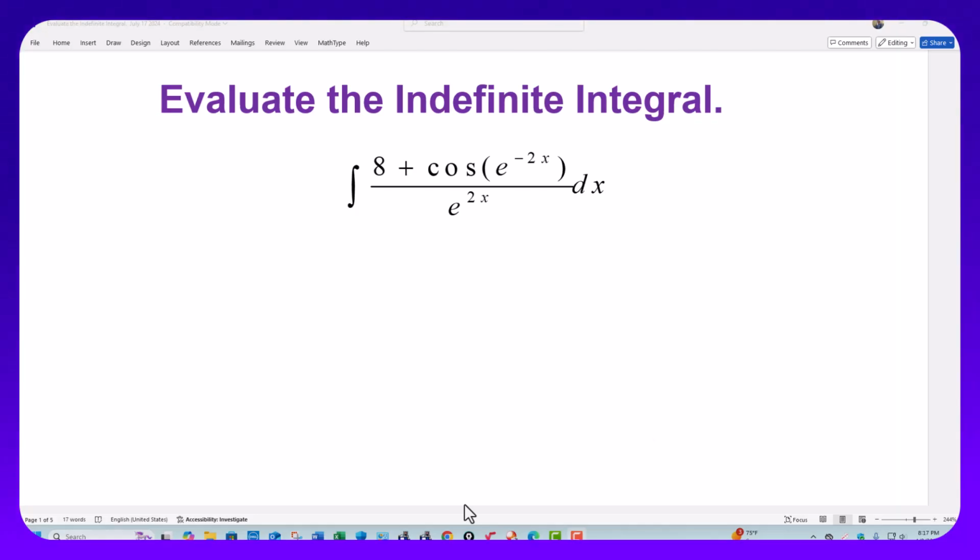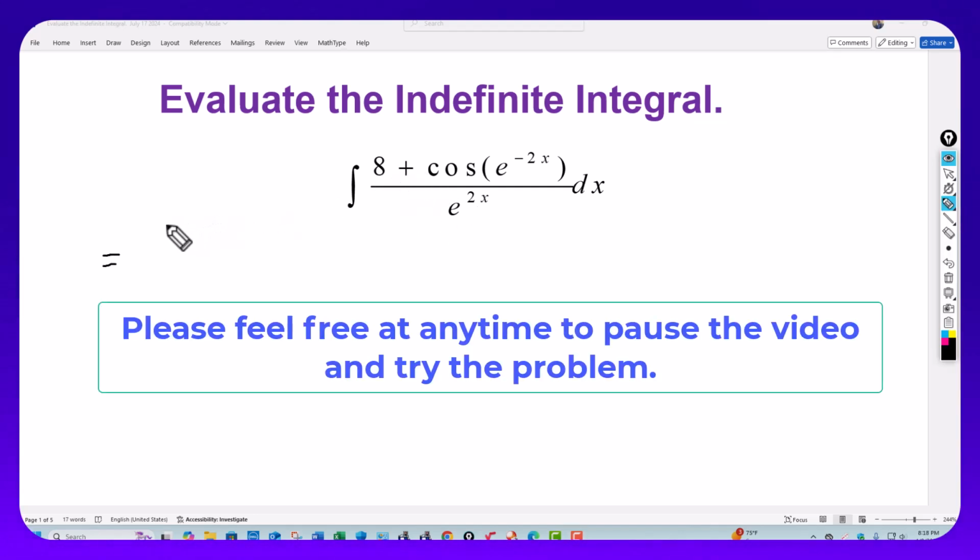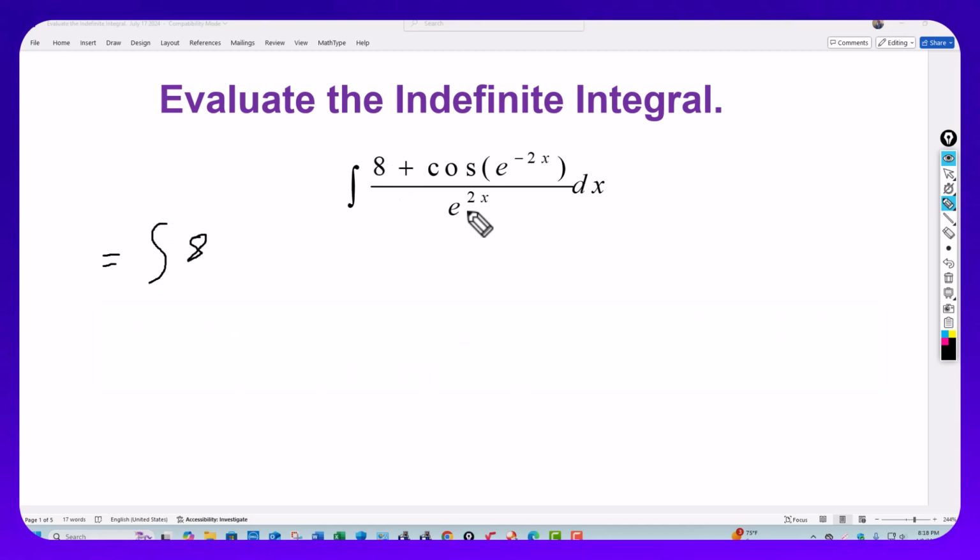For this video, we have the integral of (8 plus cosine of e to the negative 2x) over e to the 2x. Probably better for this integral to break it up into two. So let's go 8 over e to the 2x, and then we'll take it to the numerator, change the sign of the exponent. We get 8 multiplied by e to the negative 2x dx. So that one's going to be easy to integrate.